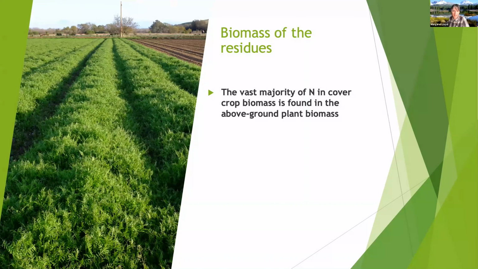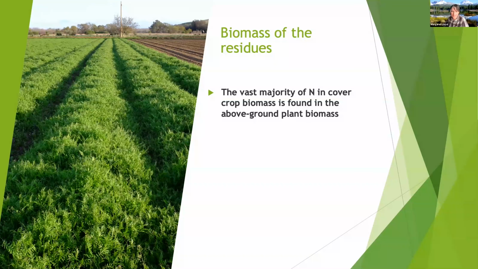So first I'll talk about the biomass of the residues. The vast majority of nitrogen in cover crops is in that above ground biomass. If you're ever asked how much nitrogen or nitrate is coming from your cover crop, at a minimum, you'll need to know two pieces of information, and that's the biomass and the tissue N content. So the first step is getting an idea of this biomass and what drives the production of the biomass.